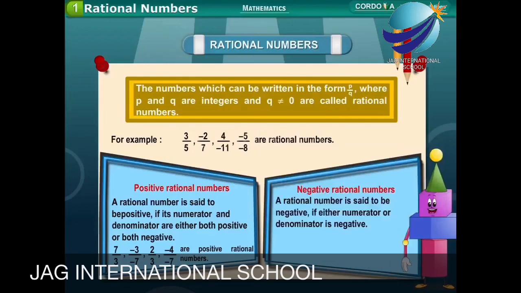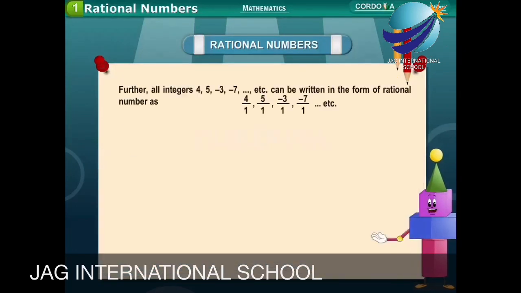Negative rational numbers. A rational number is said to be negative if either numerator or denominator is negative. For example, minus 5 upon 9, 3 upon minus 7, minus 4 upon 5, 2 upon minus 3 are negative rational numbers.